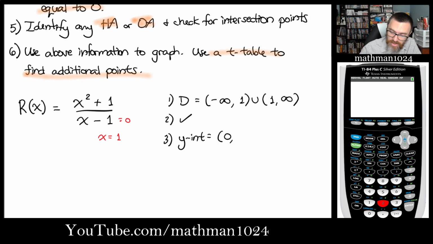And what you want to do is look at, well, if you plug in 0, all you have left would be the plus 1 over negative 1. So we would have the y-intercept at 0, negative 1.